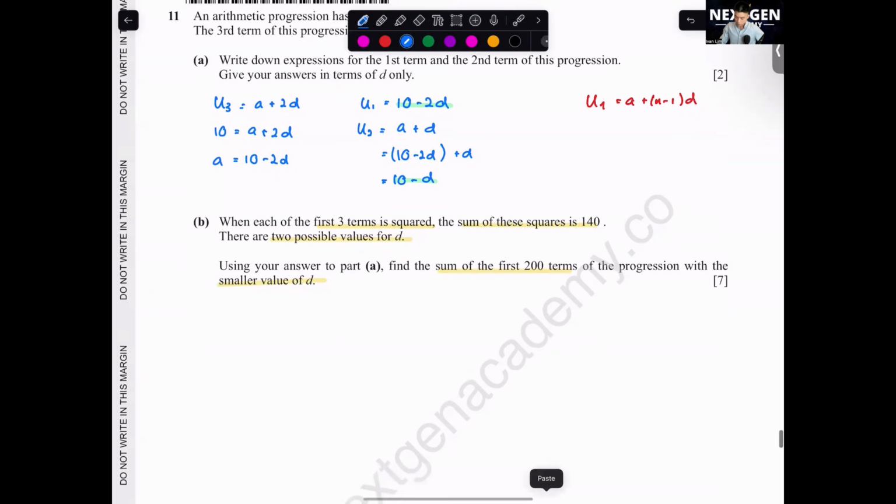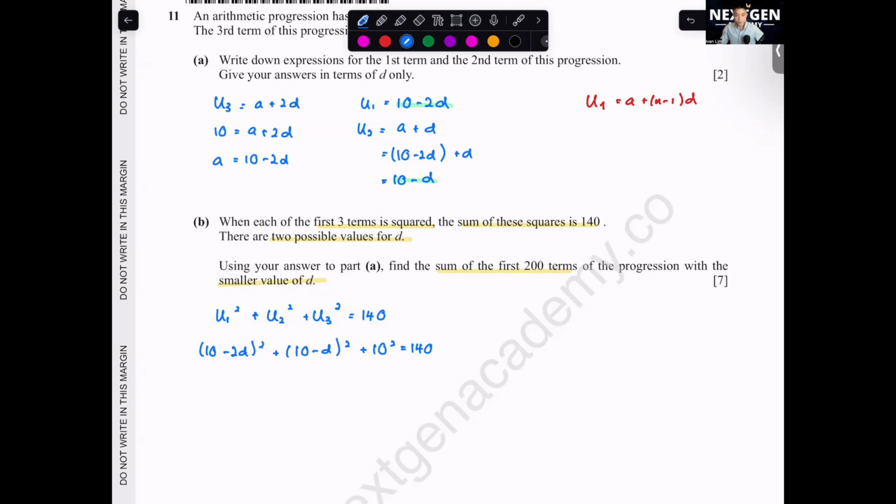Okay, meaning term 1 square plus term 2 square plus term 3 square will be equal to 140. We have term 1, term 2, term 3. Let's write down the expression in terms of d. So (10 minus 2d) square plus (10 minus d) square plus 10 square equals 140.